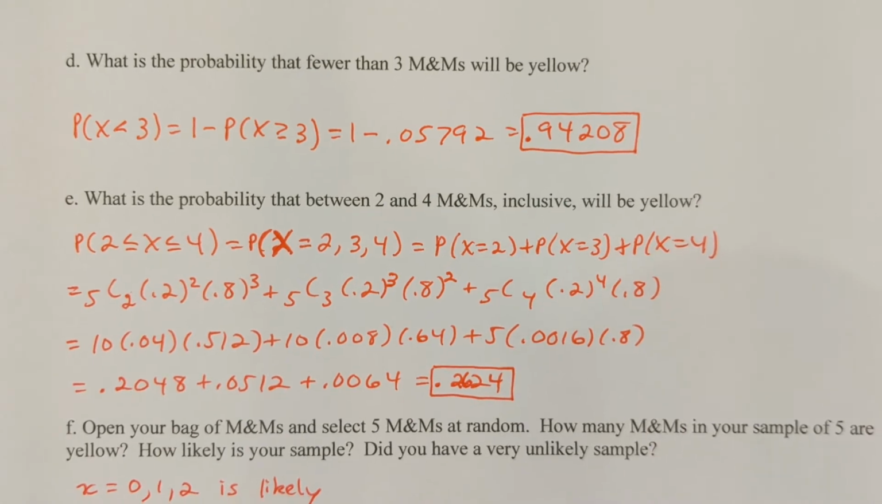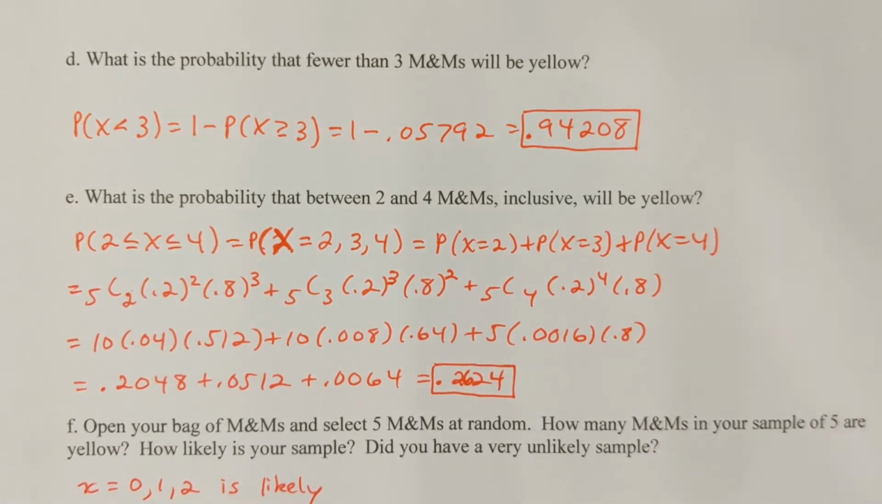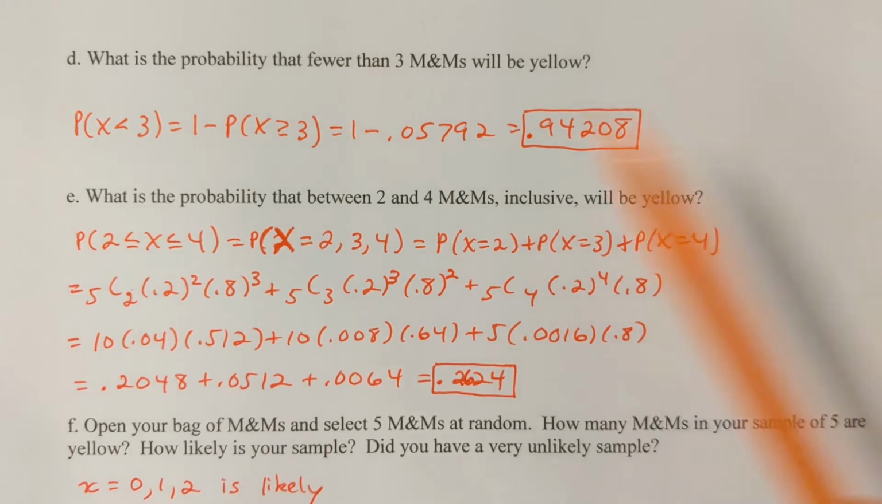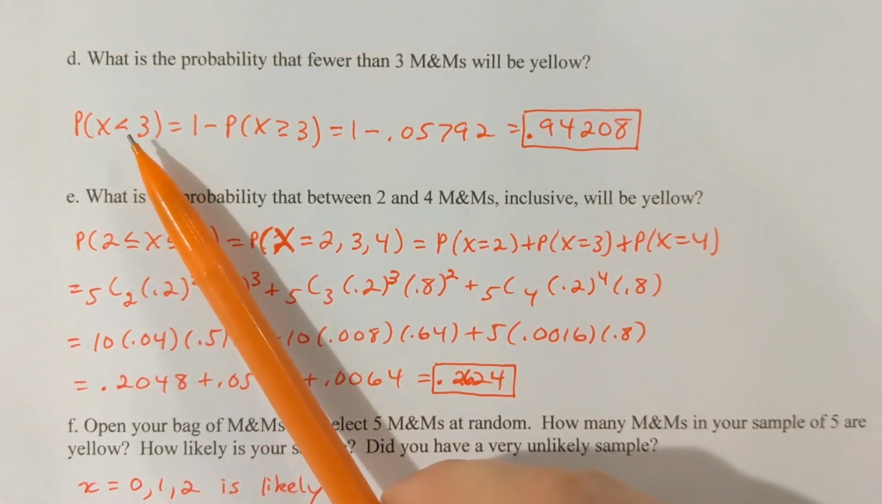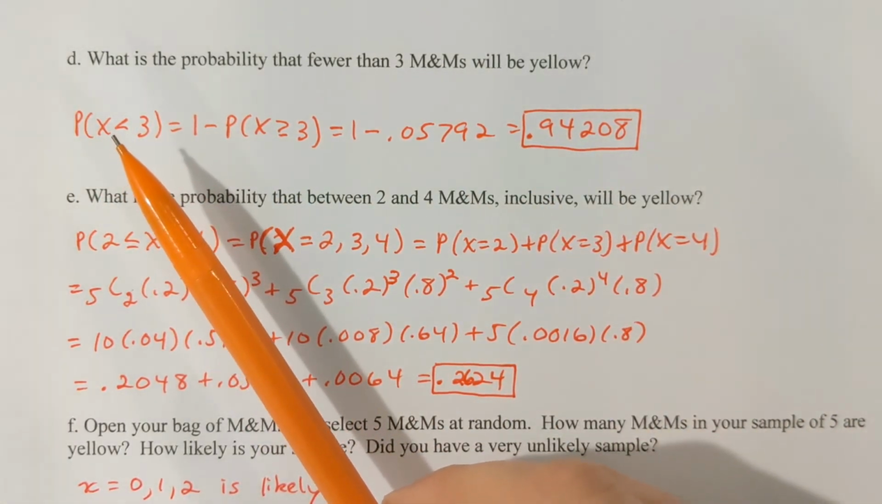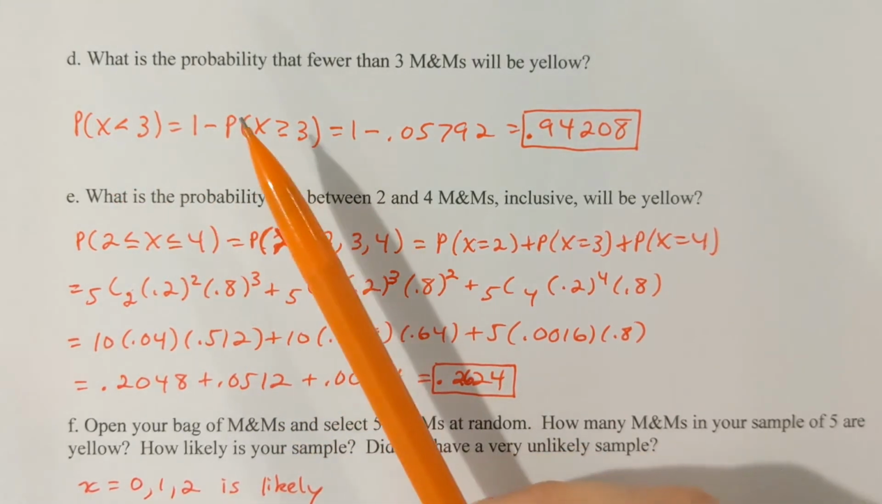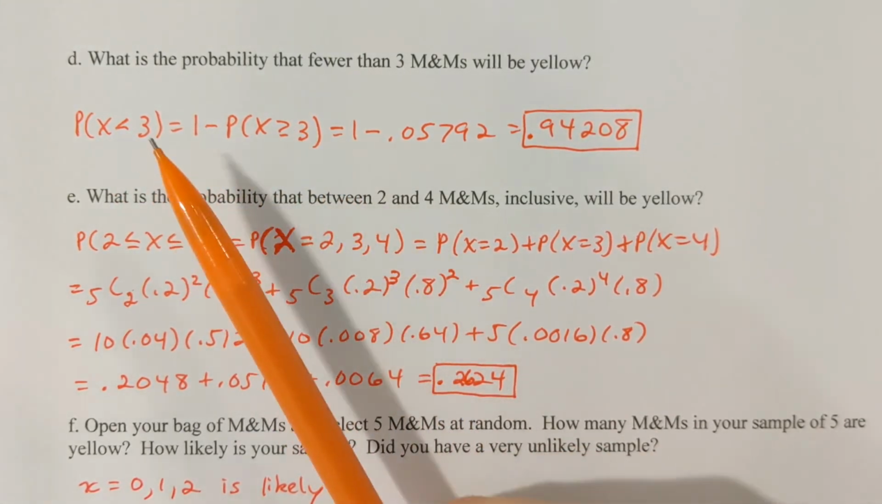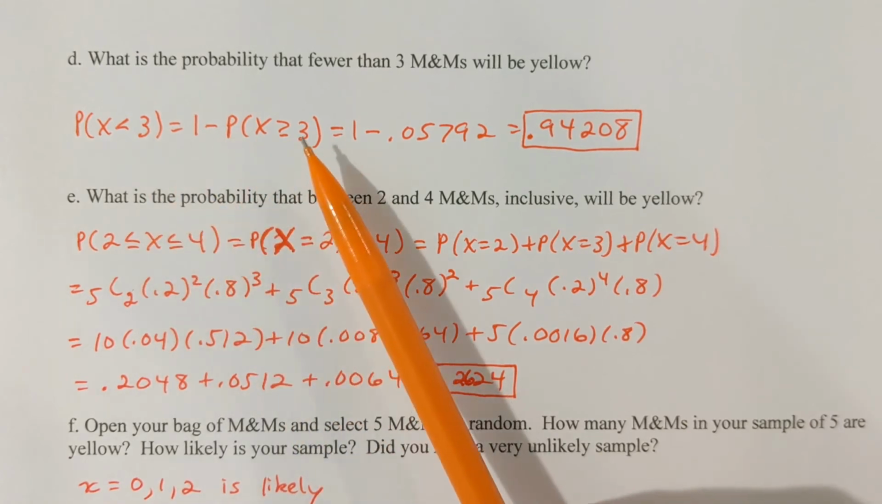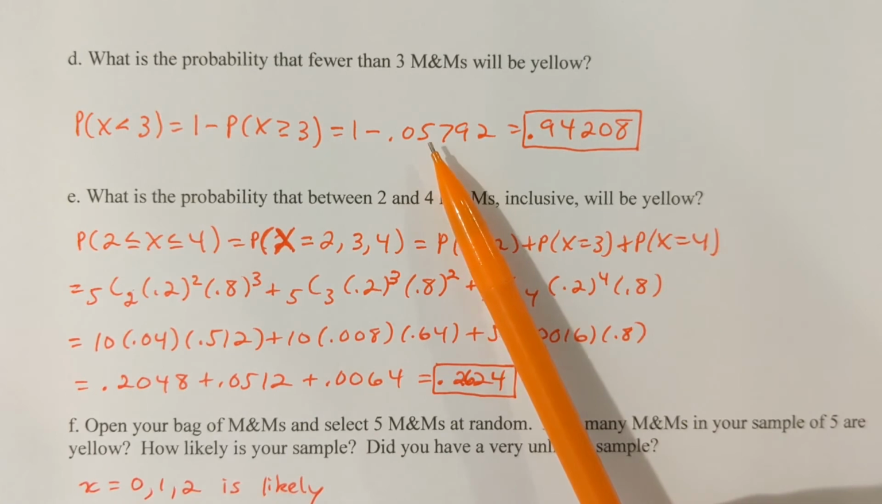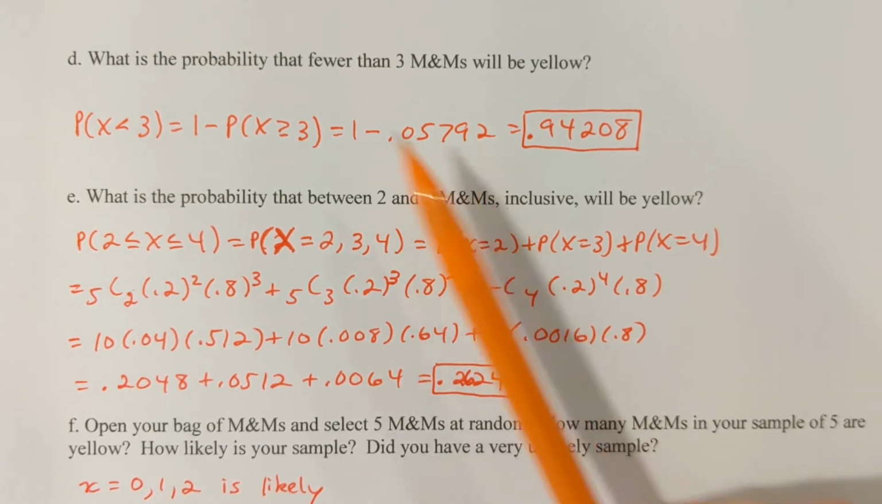Part D, what is the probability that fewer than 3 M&Ms will be yellow? Okay, so fewer than 3 means that x has to be less than 3. So x could be 2 or 1 or 0. Now, rather than computing 3 probabilities, which I could do if I want, why don't we just use the complement rule? The opposite of fewer than 3 is to have 3 or more. And we just found that probability in the last part. It was 0.05792. So to get the answer to part D, all I need to do is subtract that number from 1.